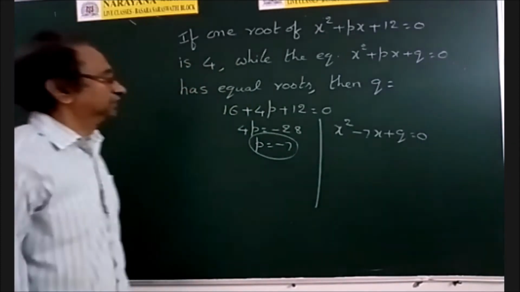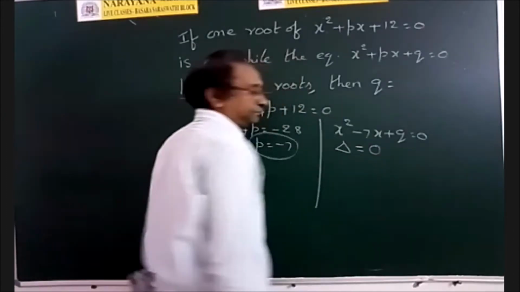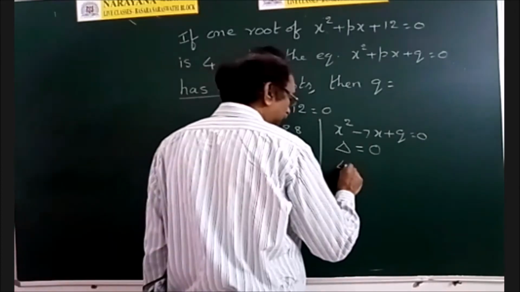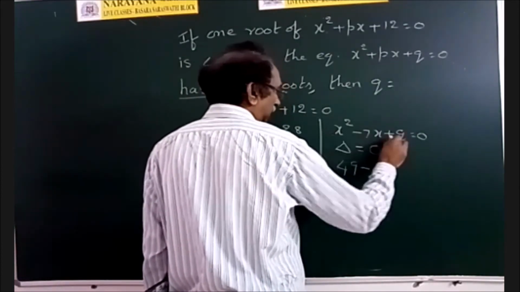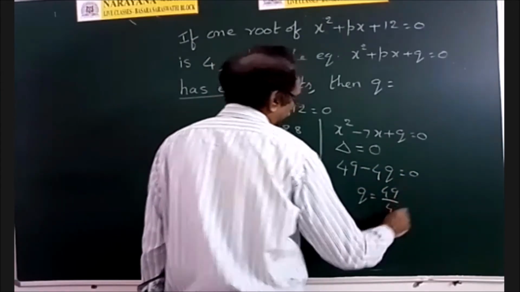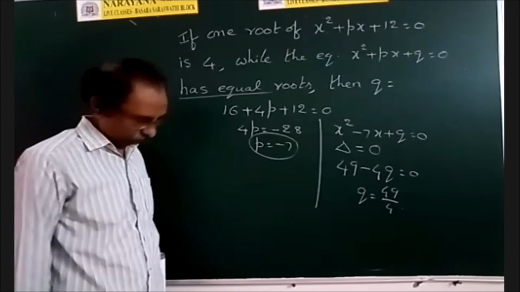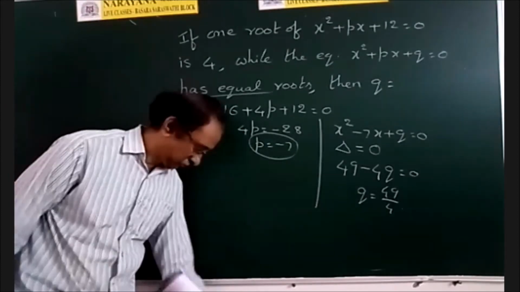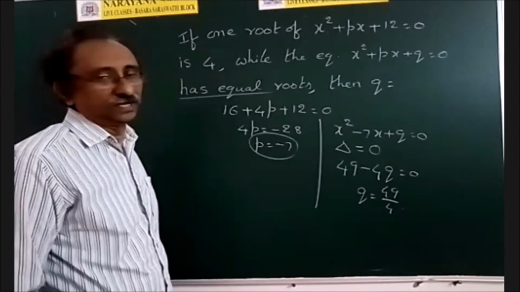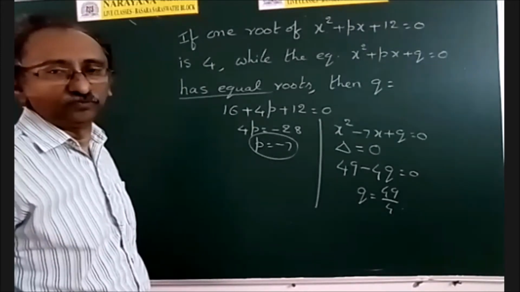So what is the information given here? It has equal roots. That means discriminant must be equal to 0. So when the roots are equal, discriminant must be 0. So discriminant is b square minus 4ac is equal to 0. So q is equal to 49 by 4. Yes, Pritam is right. Of course, if it is given in numerical value type, you have to write that in integer numerical type. That is 12 point something. 12 point one is 12.25.